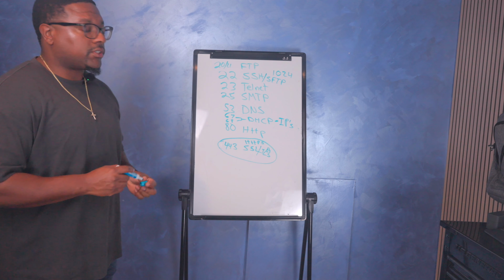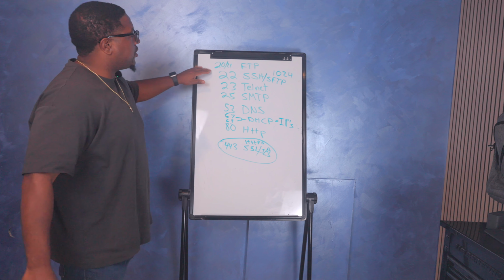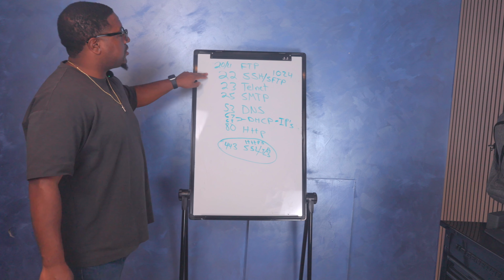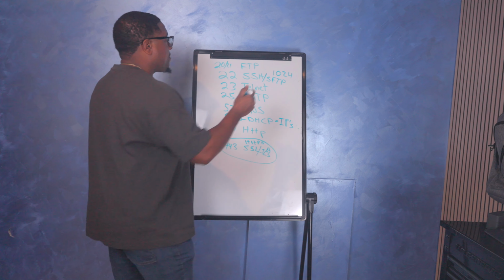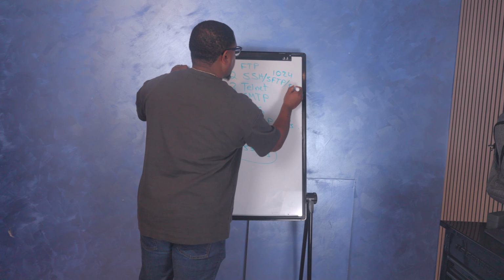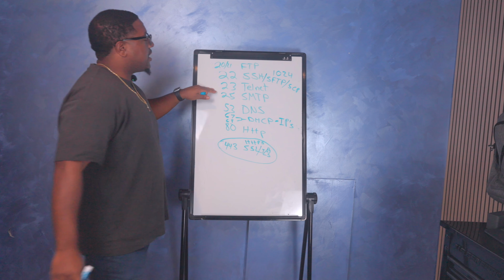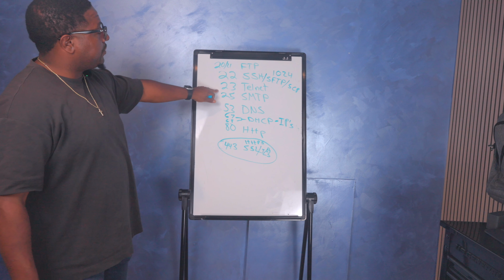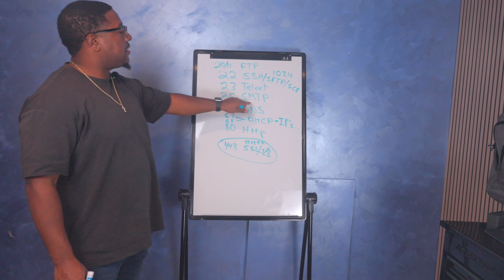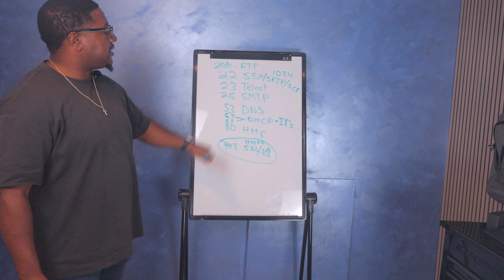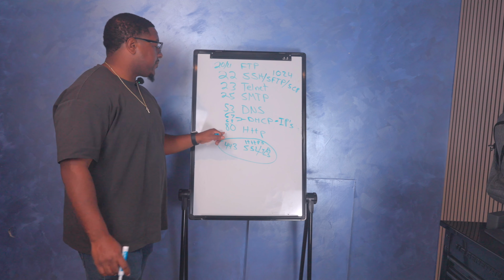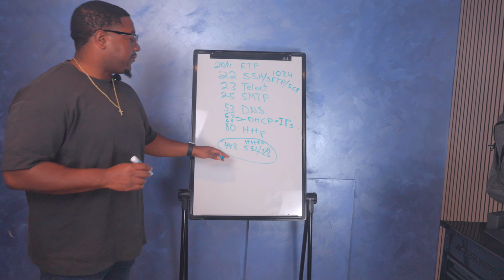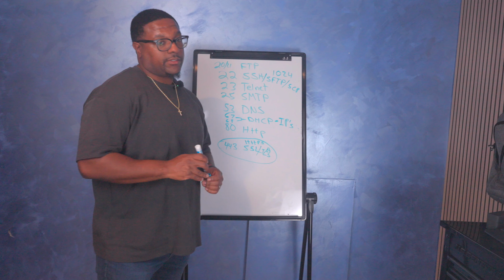And this is a good review. Always know these. 21 is FTP. 22 is SSH, SFTP, also SCP. Then you have Telnet at port 23, 25 SMTP, 53 DNS, 67 and 68 for DHCP, 80 for HTTP, and then 443 for HTTPS.